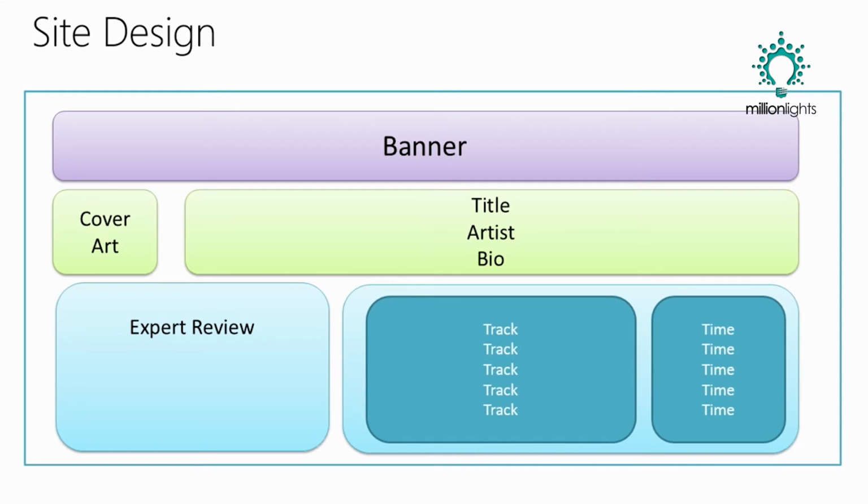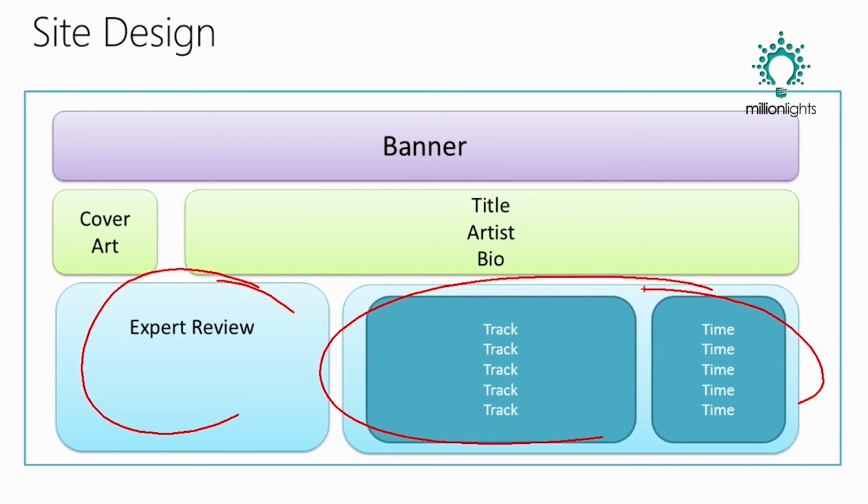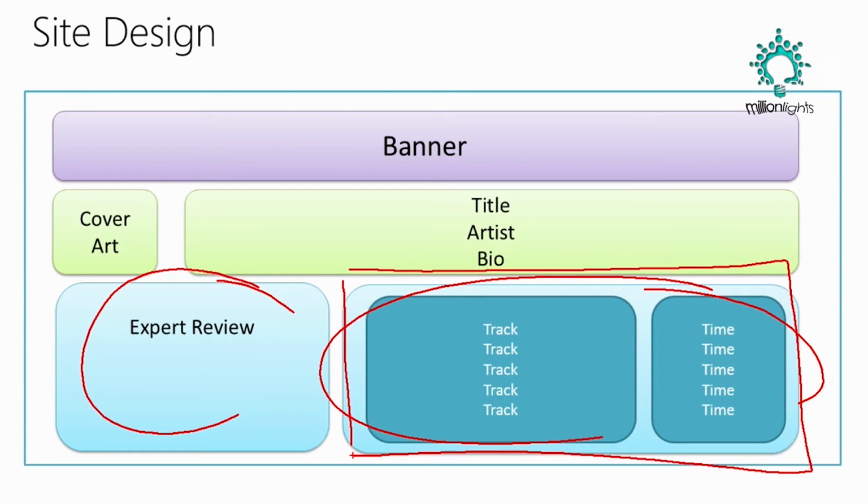Let's say this works just fine on a big device: my expert review here, my tracks here. But one of the things we've highlighted is that on a smaller device, we want to make sure we highlight the important stuff. If I'm just looking up information on an album, which is more important, the review or the track data? Probably the track data. So on a smaller device, I want my tracks to take up a full 12, and I want my expert review, and this is going to be the key, to slide in down below.